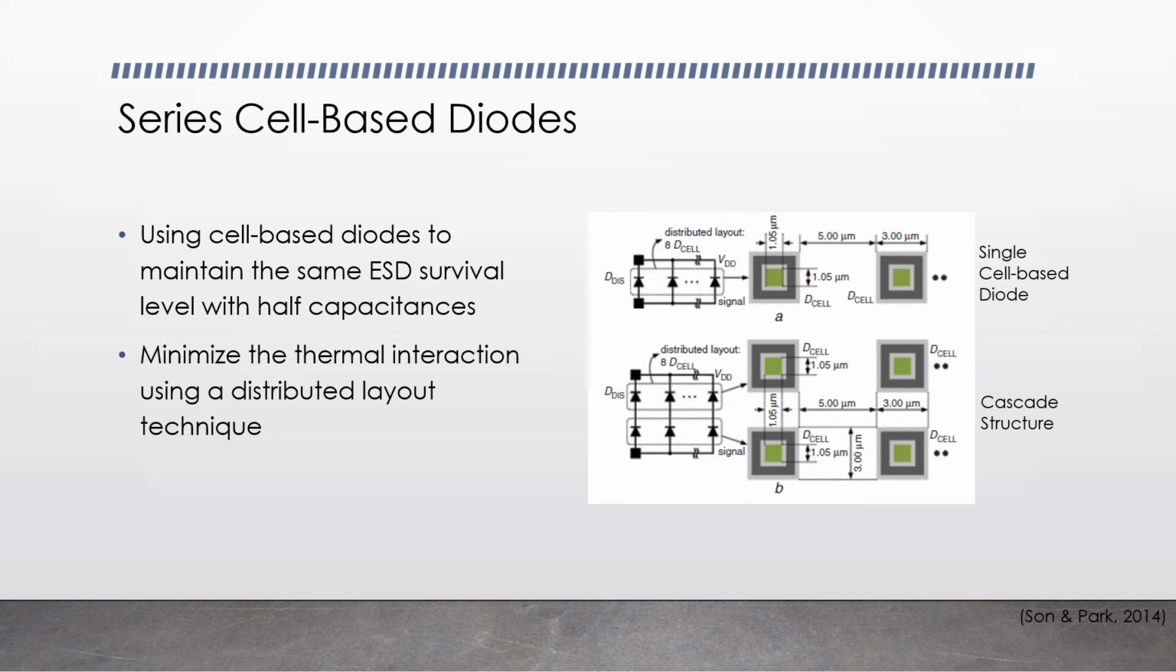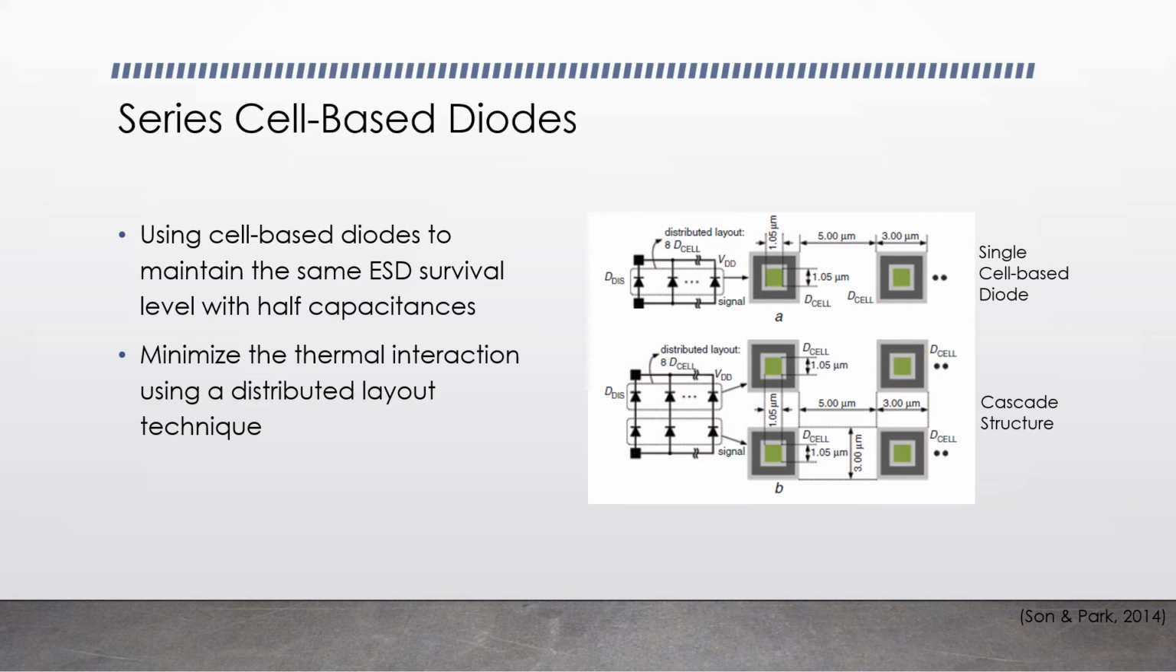Here's a new method from one paper to improve the typical method of ESD protection, using cell-based diodes instead of normal diodes. The cell-based ESD diode is designed using a distributed layout technique in order to minimize the thermal interaction between the adjacent p-n junctions and hence reduce the peak temperature during ESD events.